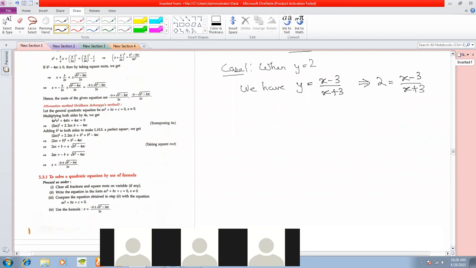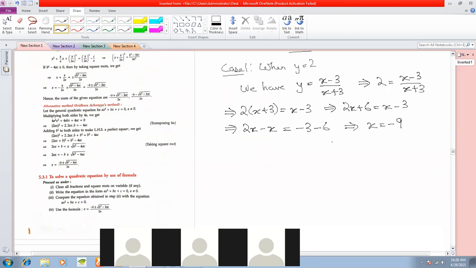Now this becomes a linear equation. You solve this linear equation. You cross multiply. Twice (x plus 3) is equal to x minus 3. 2x plus 6 is equal to x minus 3. 2x minus x is equal to minus 3 minus 6. That means x is equal to minus 9.